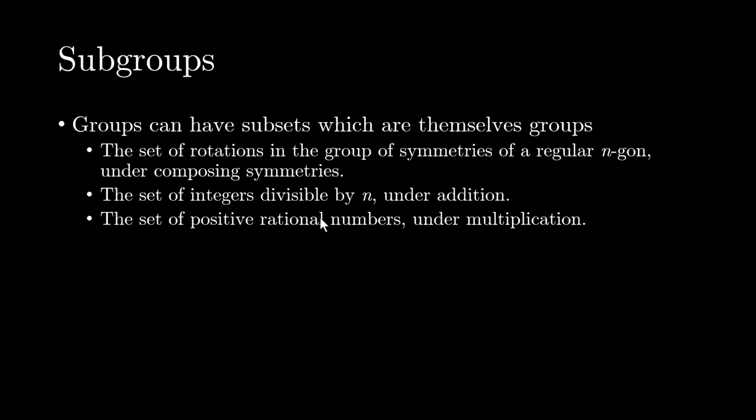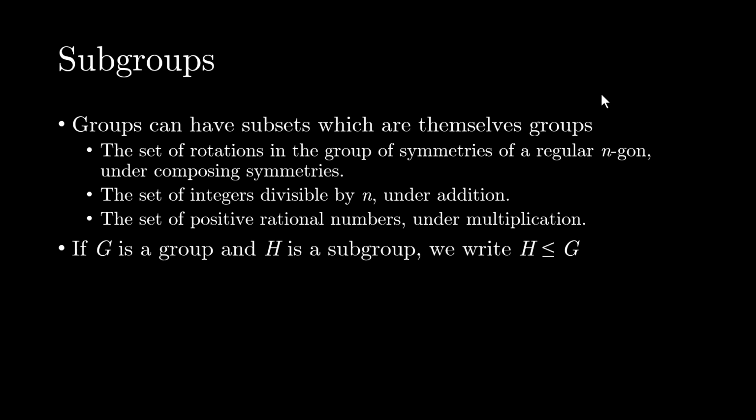Okay. And so if G is a group and H is a subgroup, we have this special notation, which is really cute: we write H is less than or equal to G. And so less than or equal to kind of looks like the subset symbol, but it's kind of pointy and it tells us that we're talking about groups.